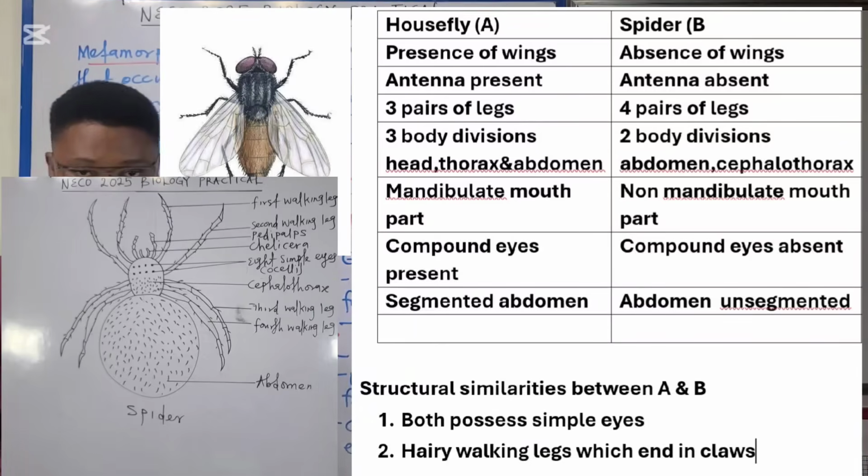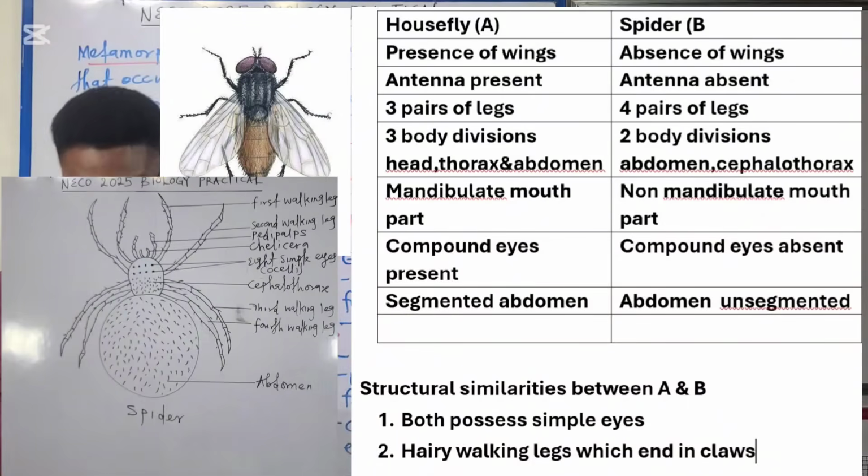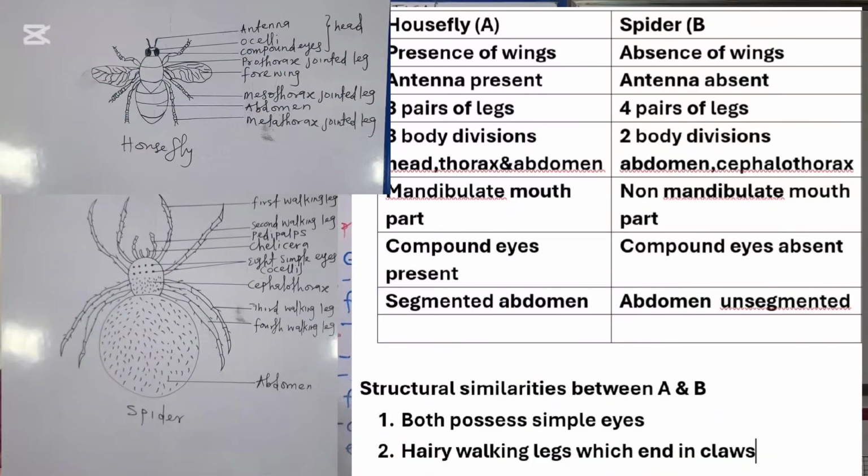What we mean by cephalothorax here means the head and the thorax, that's the head and the chest region, is fused together as one. And you can see that in the diagram on your screen. The spider just has a smaller top part, that is the cephalothorax, the head and the chest region already fused together, and then the big oval abdomen. Okay, so those are observable structural differences.